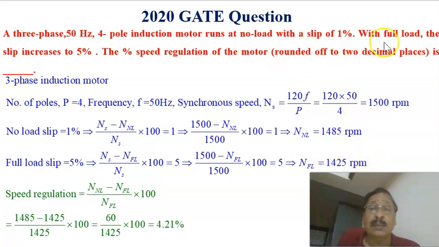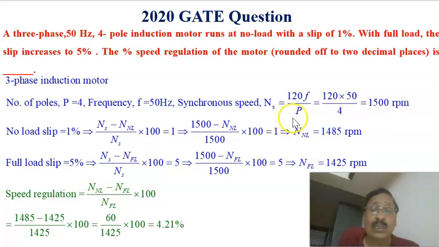Therefore, as the motor is loaded, the speed is reducing from 1485 RPM to 1425 RPM. How much is the reduction in speed? That is N at no load minus N at full load, divided by the full load speed N full load, into 100. That is called the speed regulation.